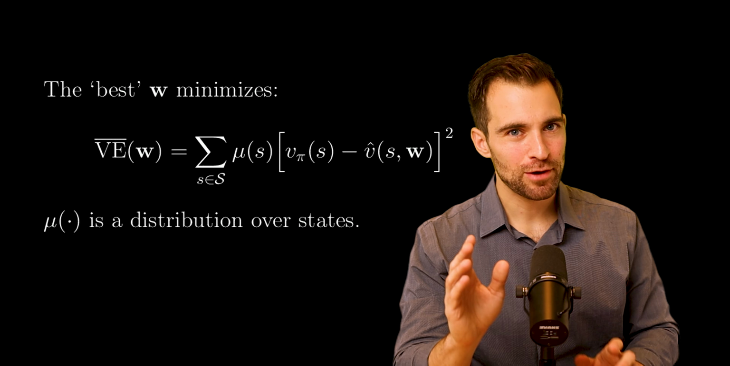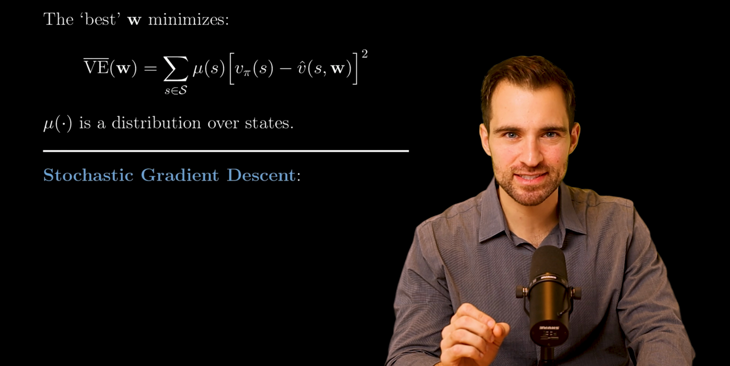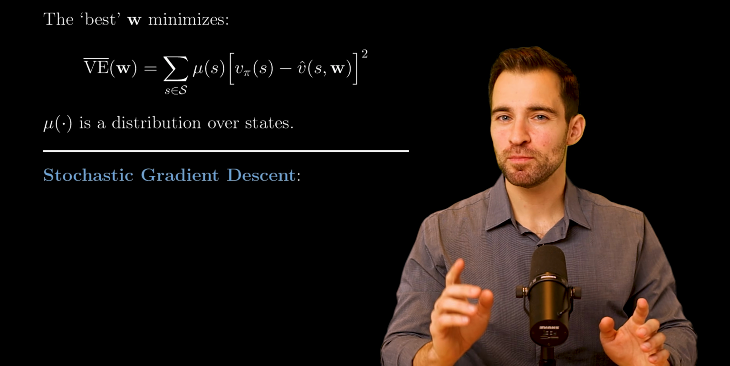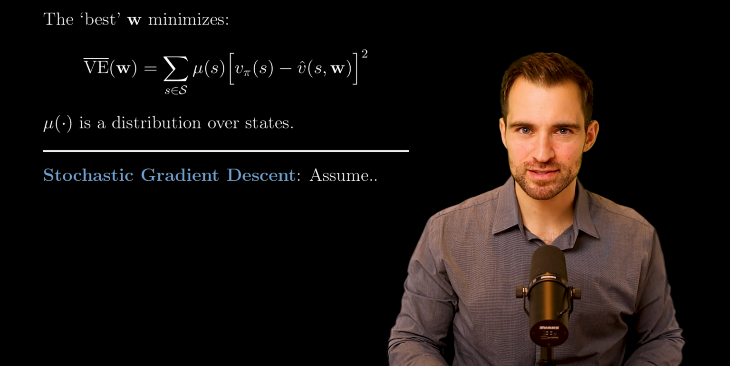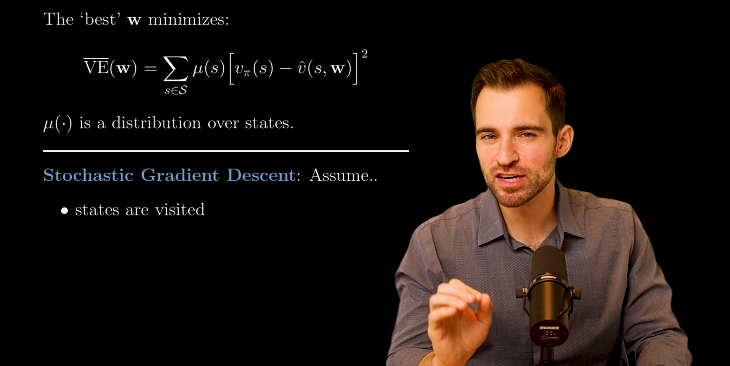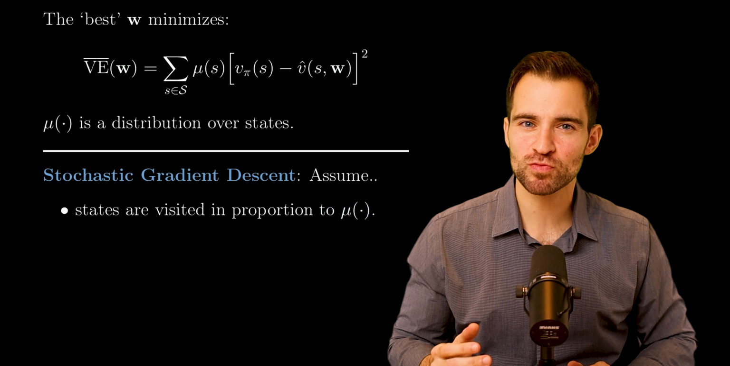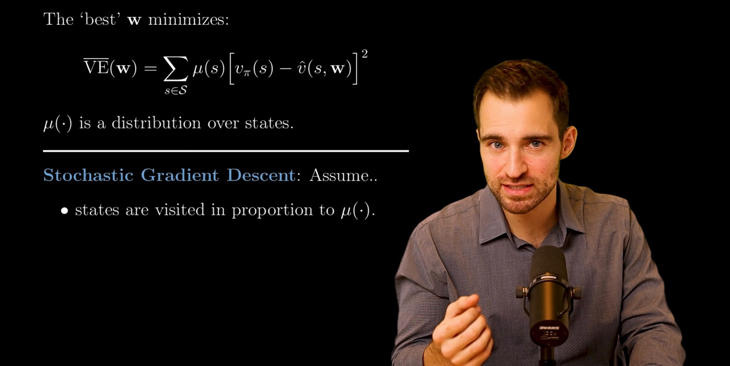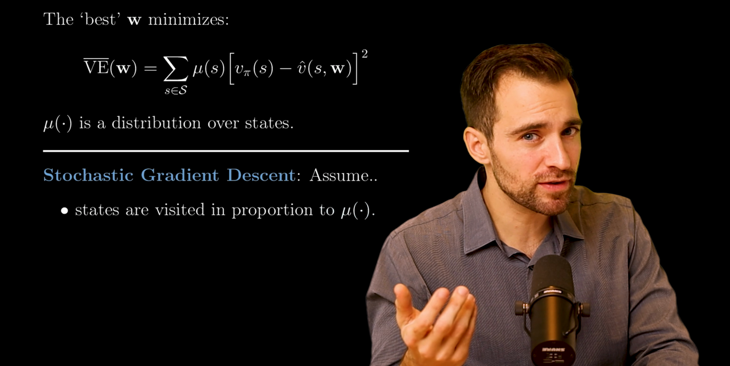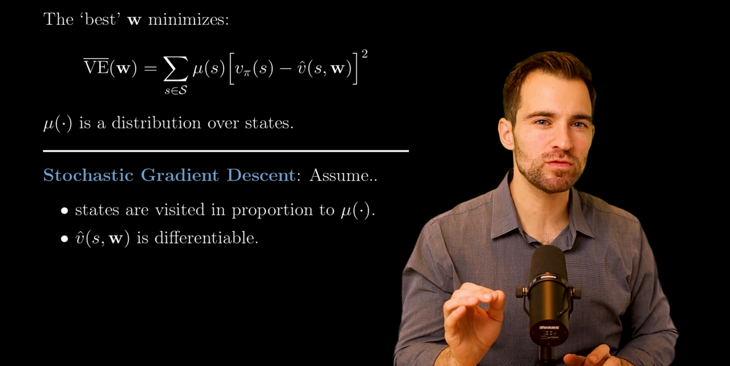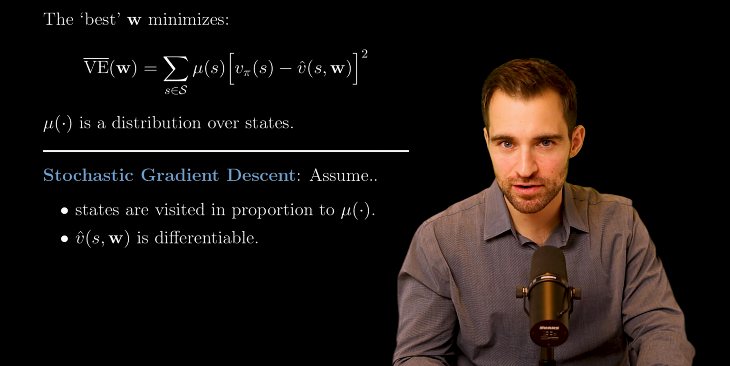And that's pretty good. And we can do that with stochastic gradient descent, which will look quite similar to the update rule we saw in earlier videos. But we'll have to assume a few more things. First, states are visited in proportion to mu. That's reasonable since we'll be updating W as we bounce around the state space according to the on-policy distribution, which is presumably what we've chosen for mu. Second, our value function is differentiable with respect to W, which is required for calculating a gradient.